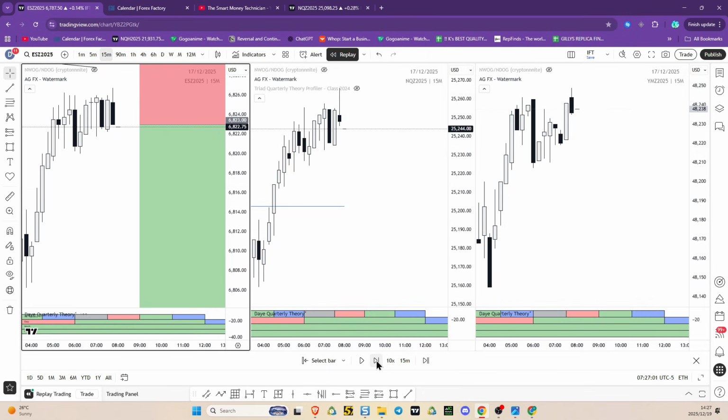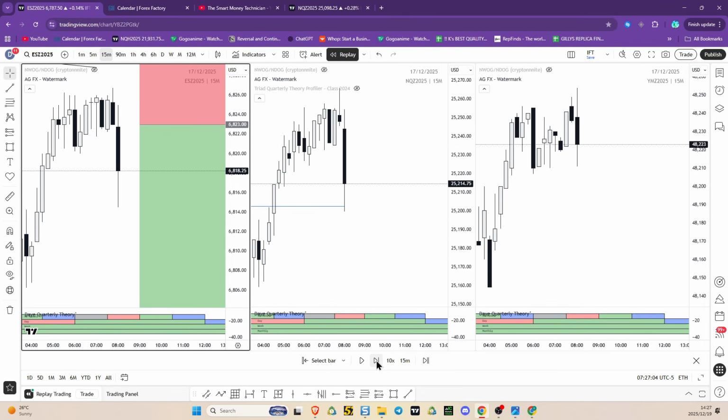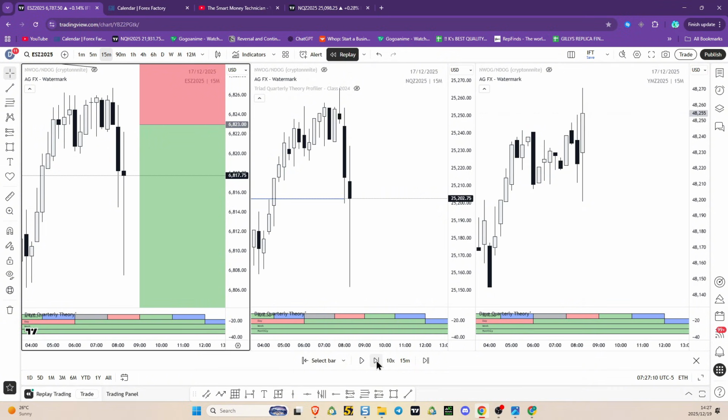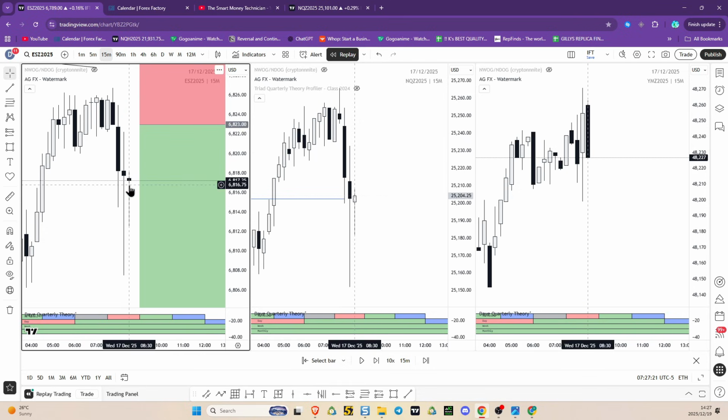So as you can see, price is expanding lower. Then, as you can see over here, a TPD forms on 8:30.